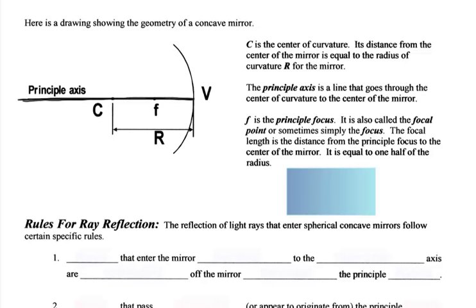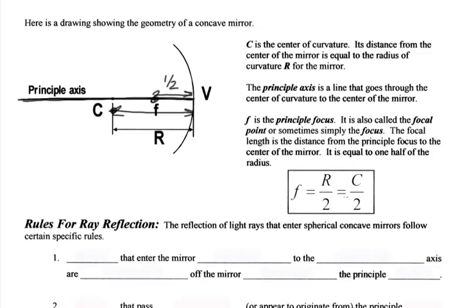F is the principal focus. It is called the focal point, or sometimes simply the focus. The focal length is the distance from the principal focus to the center of the mirror. And it is equal to 1/2 the radius. Basically what that's saying is this distance is 1/2 of this distance. The focal point is 1/2 of the radius of curvature.